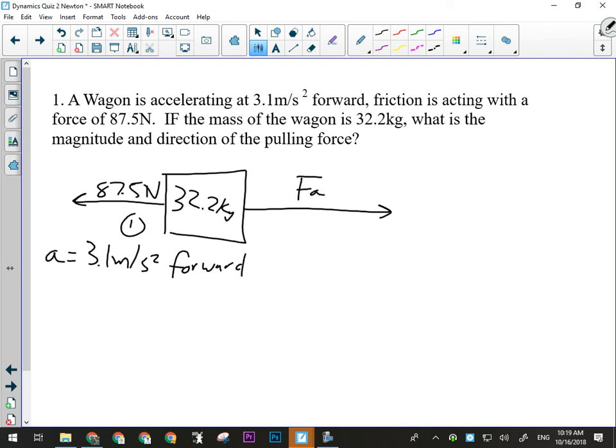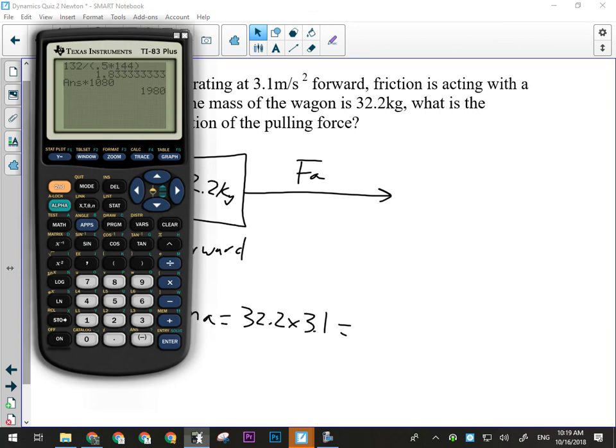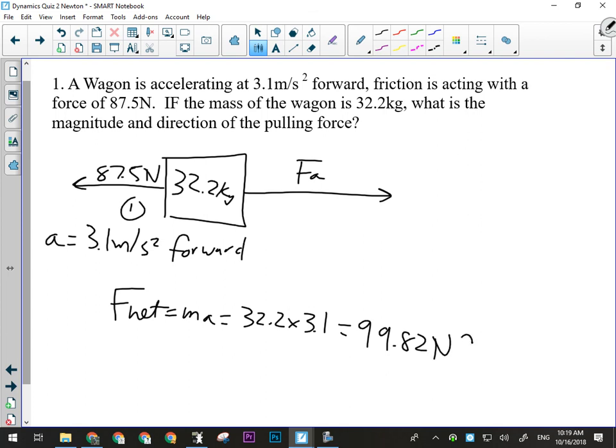What can I calculate right now since I have mass and acceleration? F net. So that's the first thing I want to do. I want to calculate F net using the only way available to me right now, which is mass times acceleration. So that's going to be 32.2 times 3.1. So we're looking at 99.82 newtons, and that's going to be forward. That's our net force.